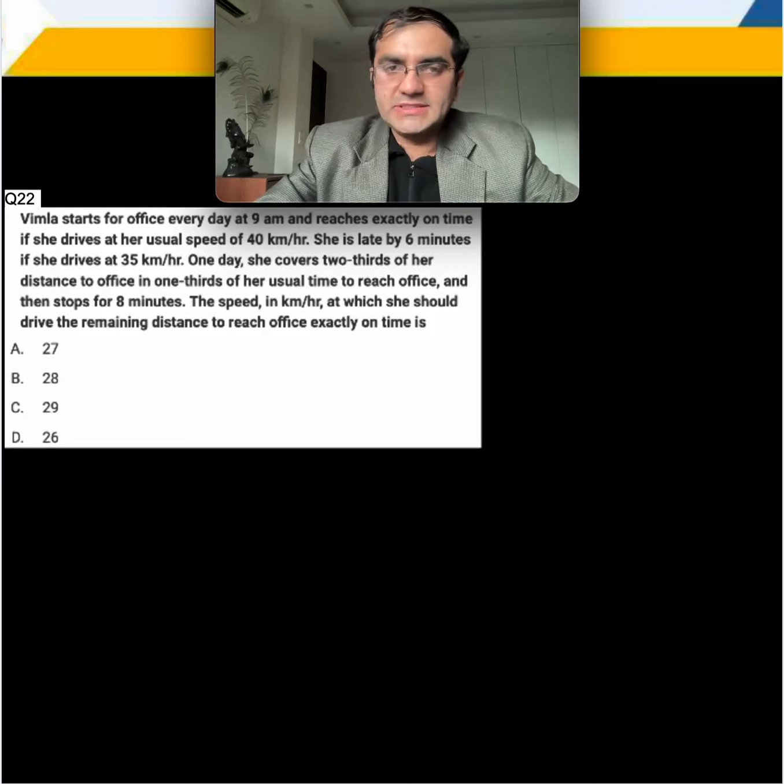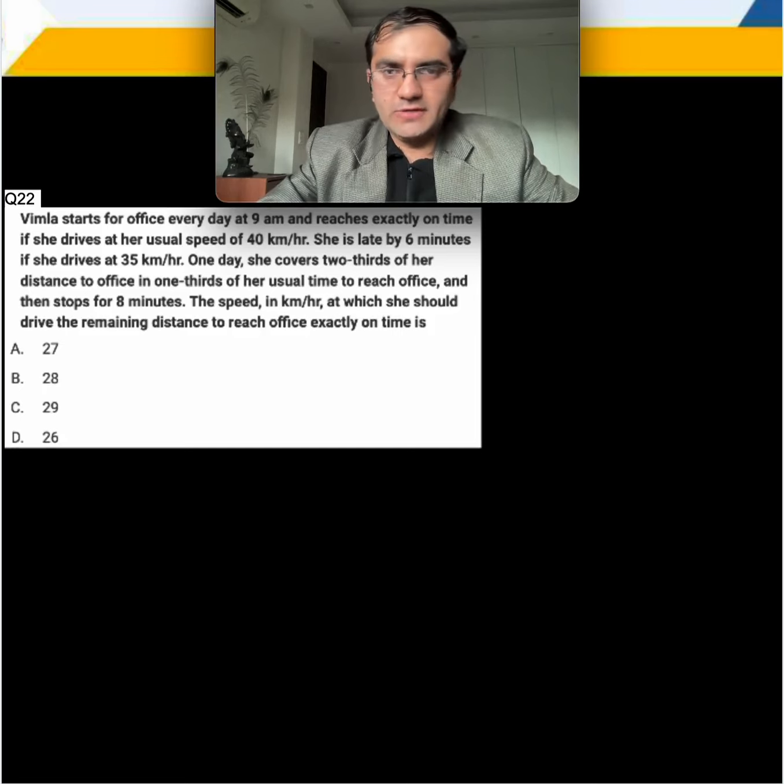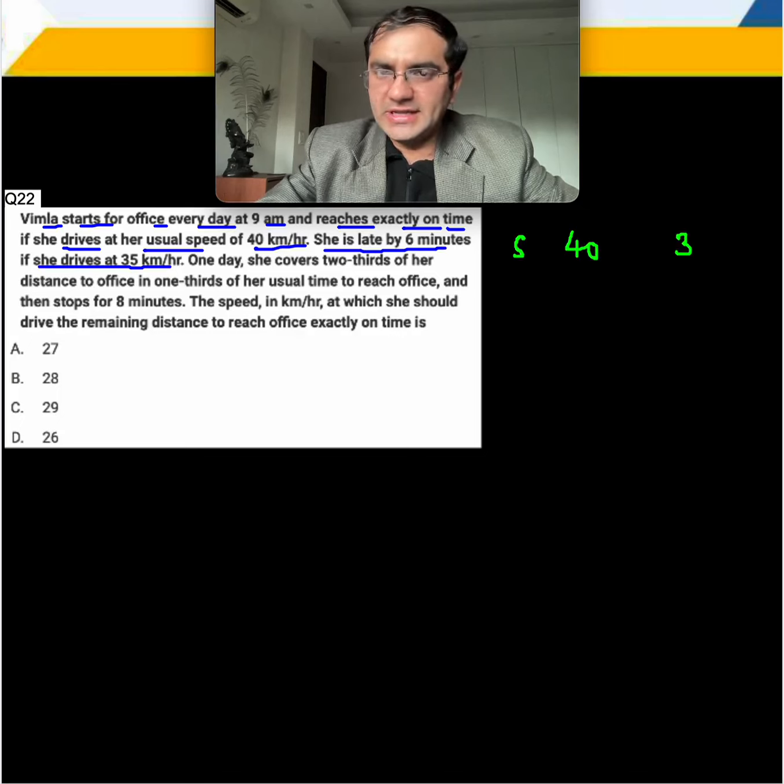Question on TSD, which is slightly long, and we will use a very efficient technique to solve it, which is basically proportionality, because the distance from office to home is constant. So Vimla starts every day at 9 a.m. She reaches exactly on time if she drives at a speed of 40. She is late by 6 minutes if she drives at 35. So speeds are given of 40 and 35. Ratio is 8:7. So the time taken will now be inversely proportional, because distance is constant, at 7:8.